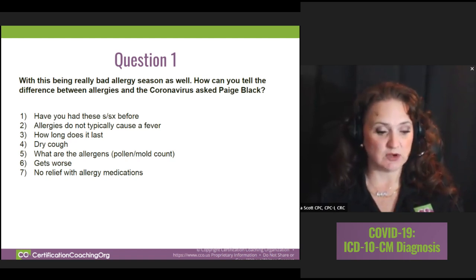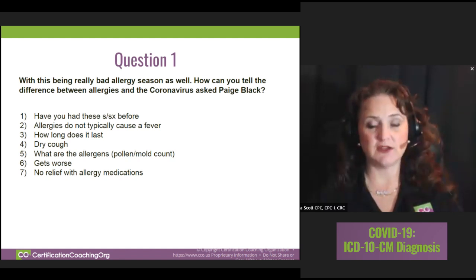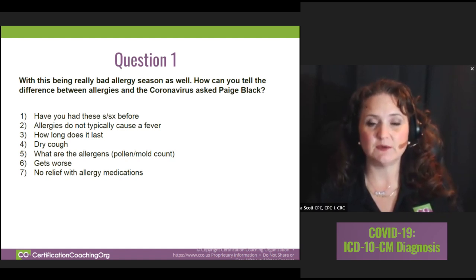What are the allergy medicines now? The allergy medicines that you normally take, Claritin is what I used to take. So depending on what type of allergies you have, yeah, that would help.